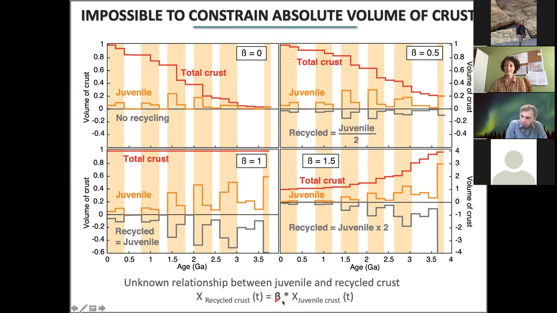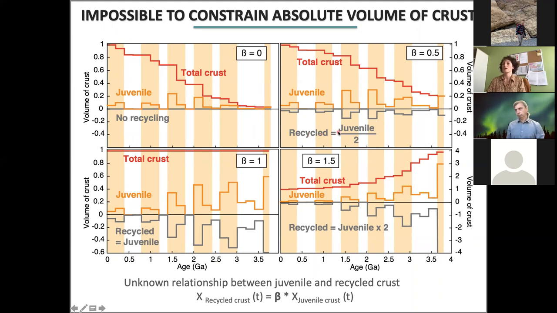So this beta I'm showing here is to get back to the absolute volume of crust through time. I'm presenting four possible scenarios, given the model results. If there was no recycling through Earth's history, here recycling is zero, then you have this amount of juvenile crust for each time bin, and the total amount of crust has increased to reach its current value of one.